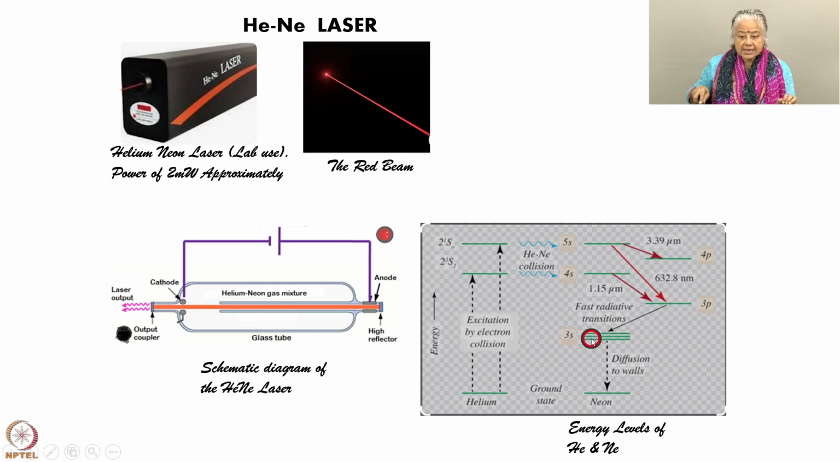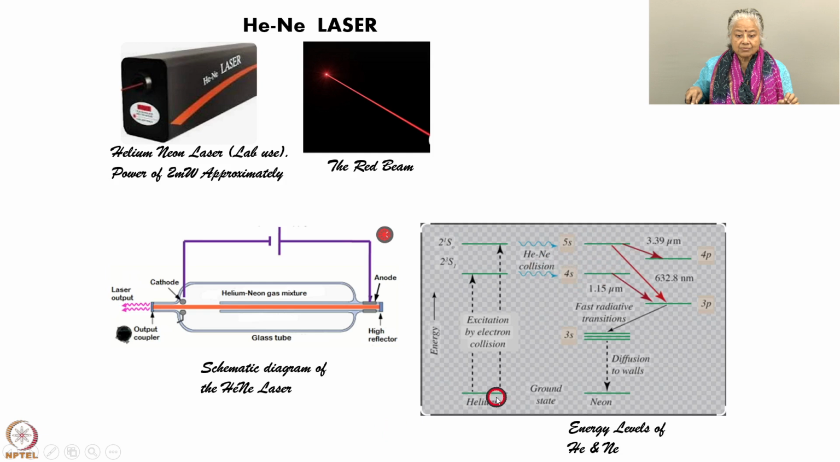So, neon has an energy level 5s. Again, these are spectroscopic terms, you can just look it up and see what exactly they are. But again, these are the states, 5s and 4s states. We want to populate these levels. So, now the neon collides with the helium, and this transfers its energy to these levels. Okay. Basically, it transfers its energy to the neon atoms, and they get excited to these levels. So, that is how the population of these levels keeps increasing.